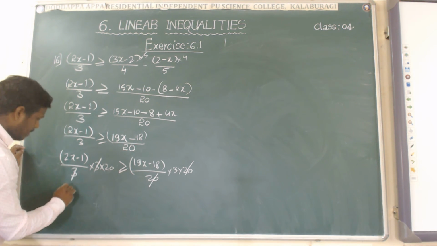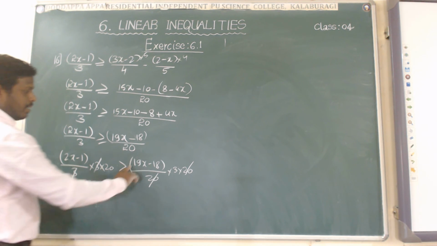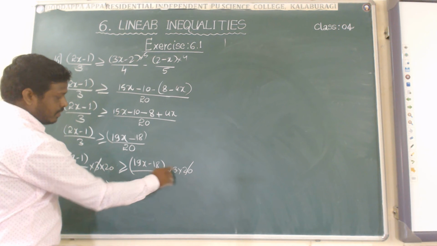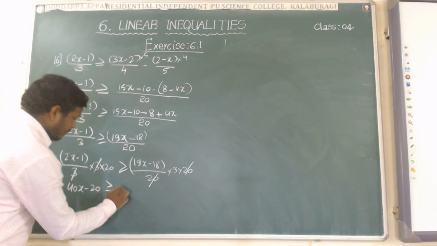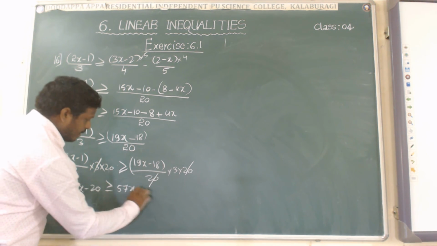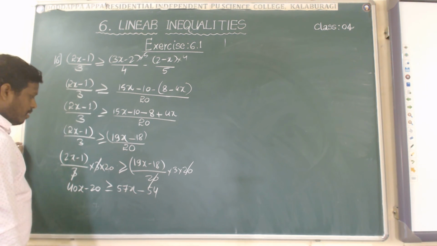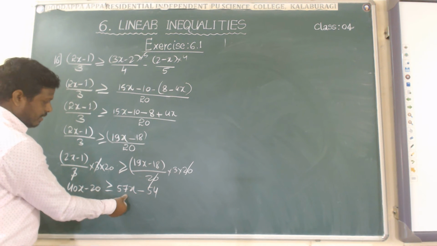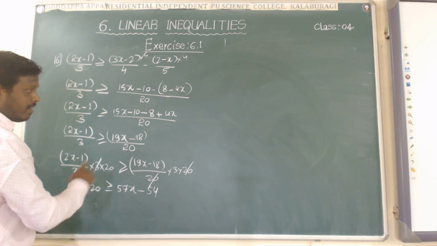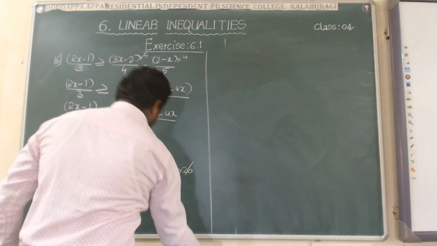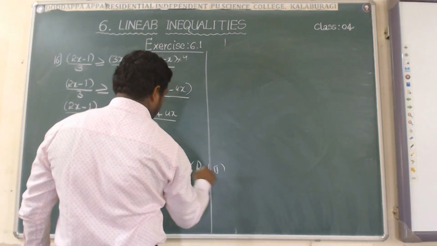So what will come here? This is 40x minus 20 will come, greater than or equal to, multiply 19x minus 18 with 3. So 19 into 3 is 57x will come, and this will be 54. Now I wish to simplify this. I want to remove this plus 57x on RHS side, so I am going to subtract both sides by 57x, applying the second rule here.